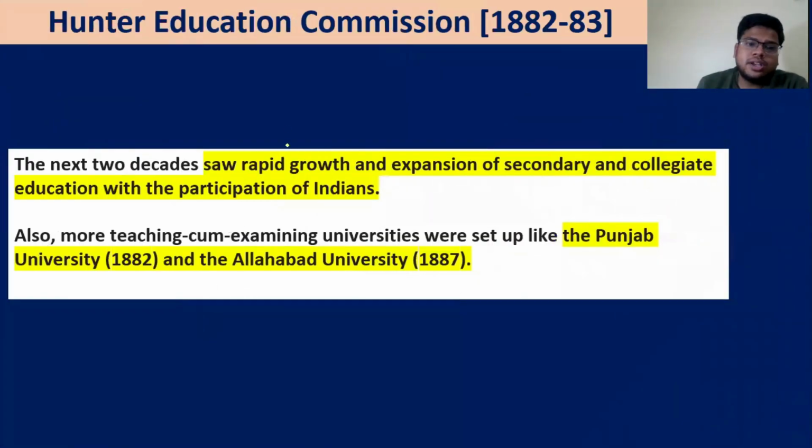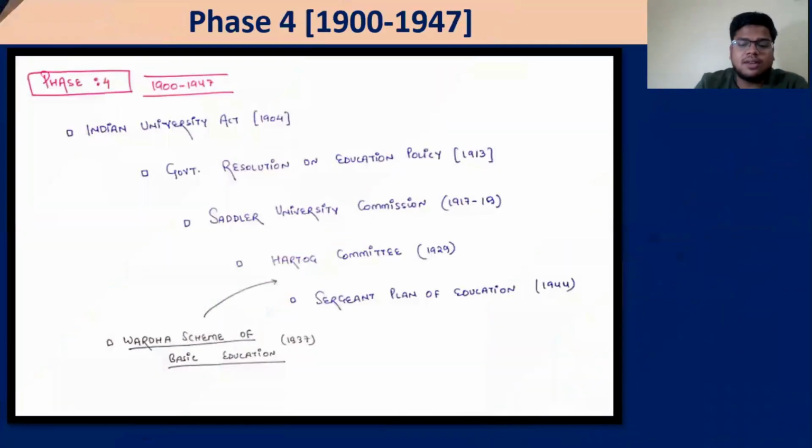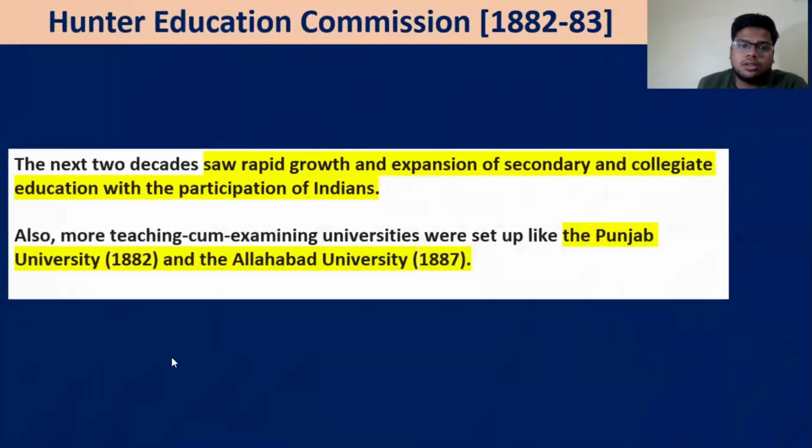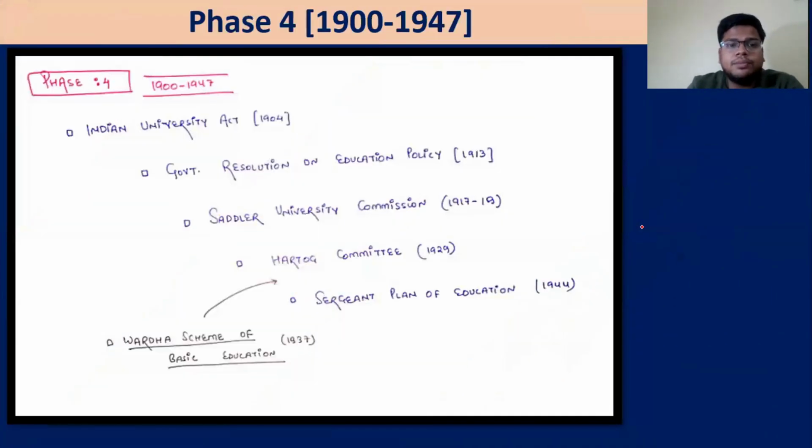So after Hunter, the next 2 decades saw rapid growth and expansion of secondary and collegiate education with the participation of Indians. More teaching and examining universities have come. You know, Punjab University, Allahabad University, and these universities have also come. Allahabad University is really iconic.